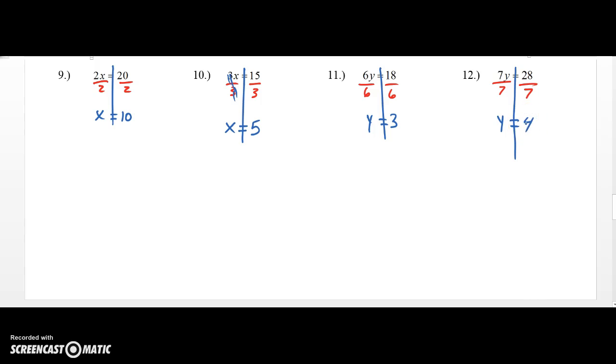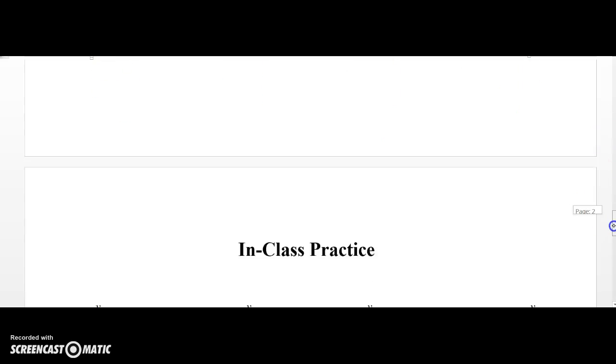So again, always read the problem out loud or in your head first. It is going to help you realize if you're multiplying, dividing, adding, or subtracting. It'll help you see which one you have to do in order to get the variable by itself. So go on, guys, and try a few on your own.